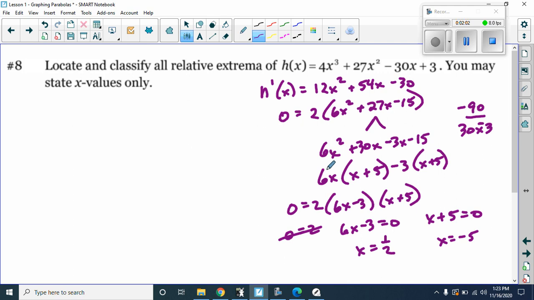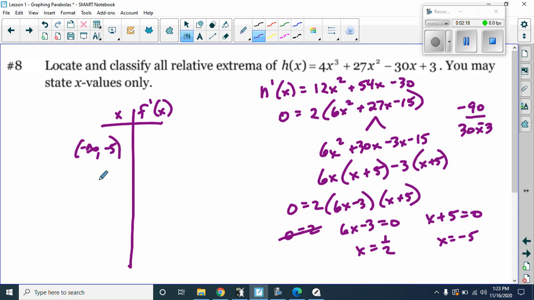You can use either the first or the second derivative test. I'm going to use the first derivative test here. So I am checking the first derivative on intervals around my critical numbers. If I plug in negative 6 into the derivative, I could plug it in here, but I don't want to do that multiplication though. I'm going to plug it in down here into the factored form.